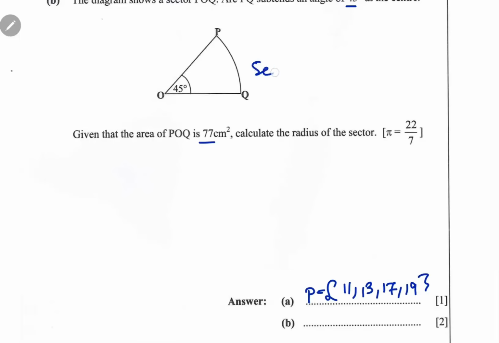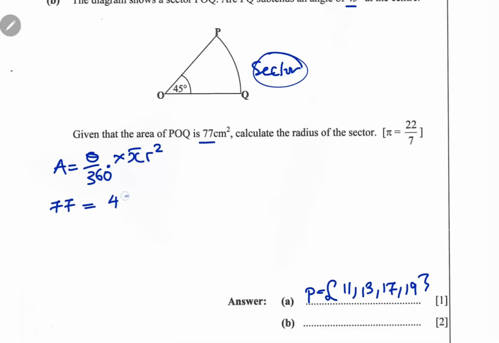So this is called a sector. We need to know the area of a sector. So what is the formula? The area of a sector is equal to theta over 360 degrees multiplied by pi r squared. So the area is given, 77, equal to theta, the angle given, 45 degrees, divided by 360 degrees, multiplied by pi, which you take to be 22 over 7, multiplied by radius squared.